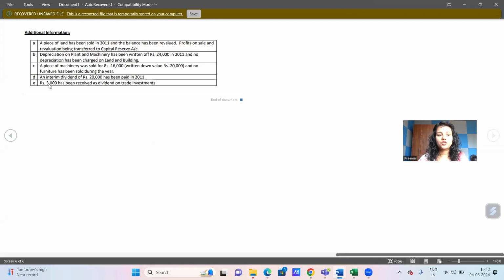The last adjustment, rupees 3,000, has been received as dividend on trade investments. This again is a non-operating income. Therefore, it comes in the adjusted P&L account, and it is also a source of fund. So it appears in the fund flow statement. So the last 2 adjustments don't really require a working note. So let's start off preparing the adjusted P&L account.